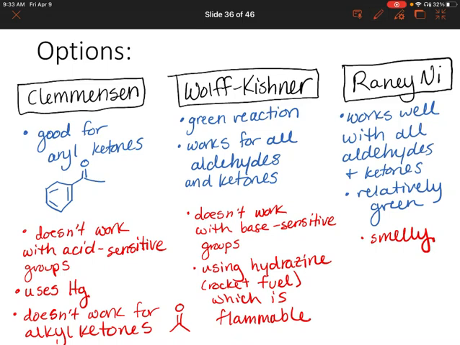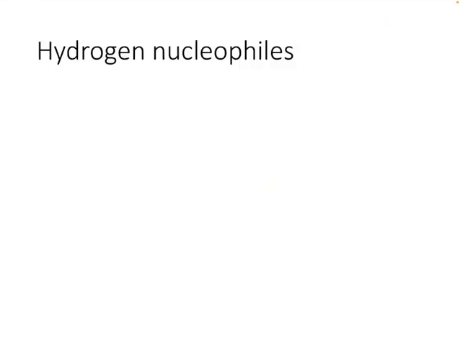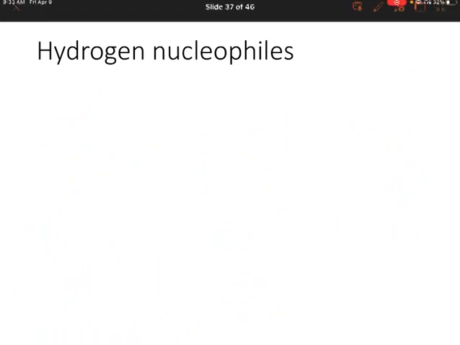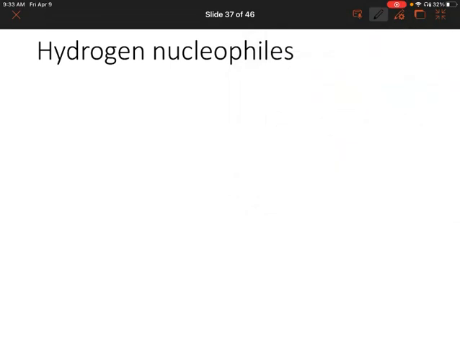So now that we've gone over some of these reduction options, you can kind of see that, in chemistry, you often have to take the good with the bad, or the bad with the good, etc. So let's move on to hydrogen nucleophiles, and this is all going to be review. This is information we've learned before, which is why we're just going over it briefly.